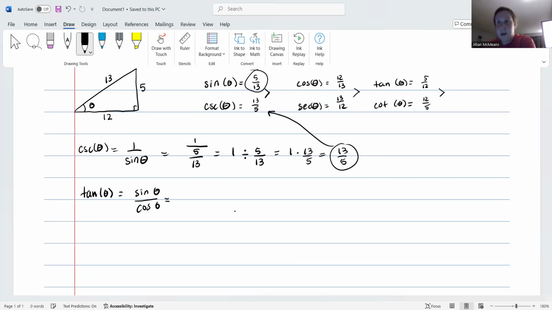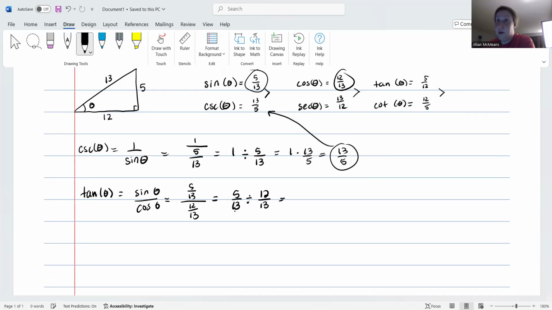Well, let's see what that means. We have here that sine of theta is 5/13, and we have that cosine of theta is 12/13. We have that right here. Well, when you divide two fractions, that's really what this is. This is just division of two fractions. We have 5/13 divided by 12/13.